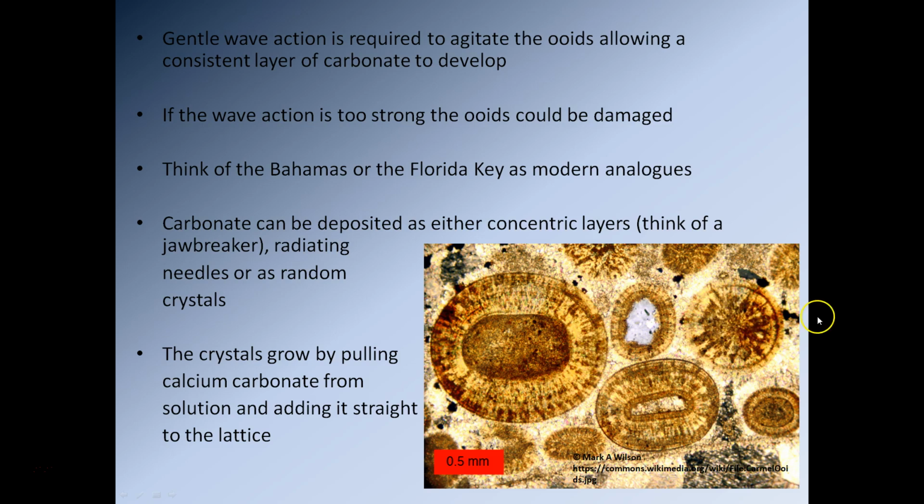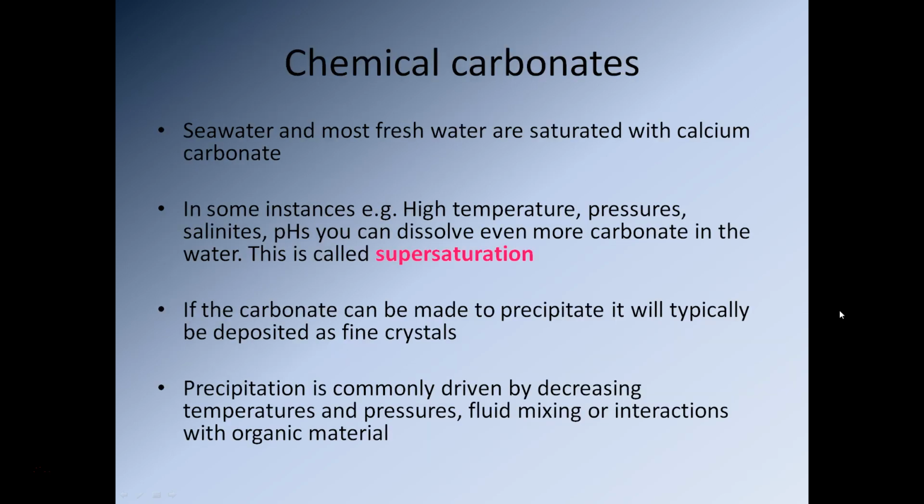So ooids aren't all uniform. They come in different forms. Some of them can be concentric, and some of them can be radiating like this one. But nevertheless, they are formed in these very carbonate-rich marine environments where they're being pushed gently backwards and forwards in shallow, warm water.